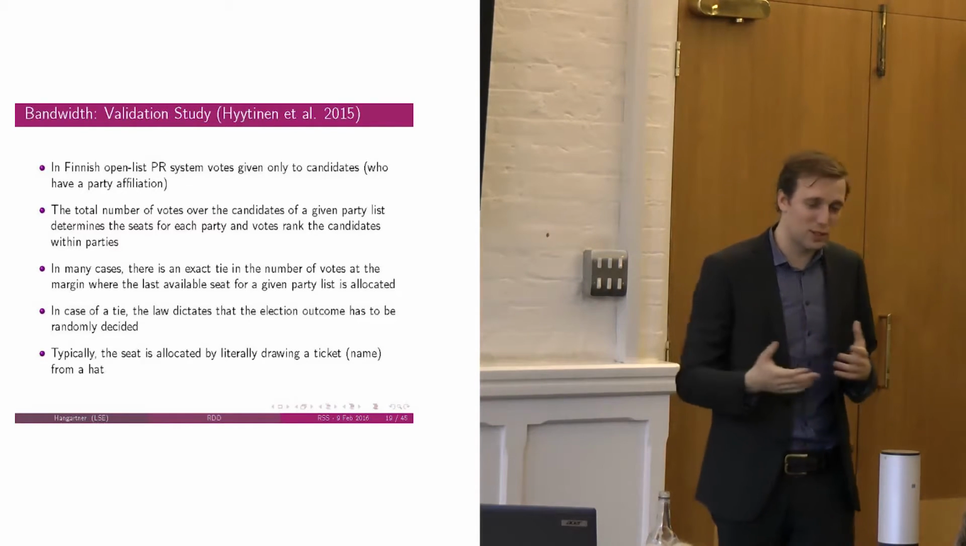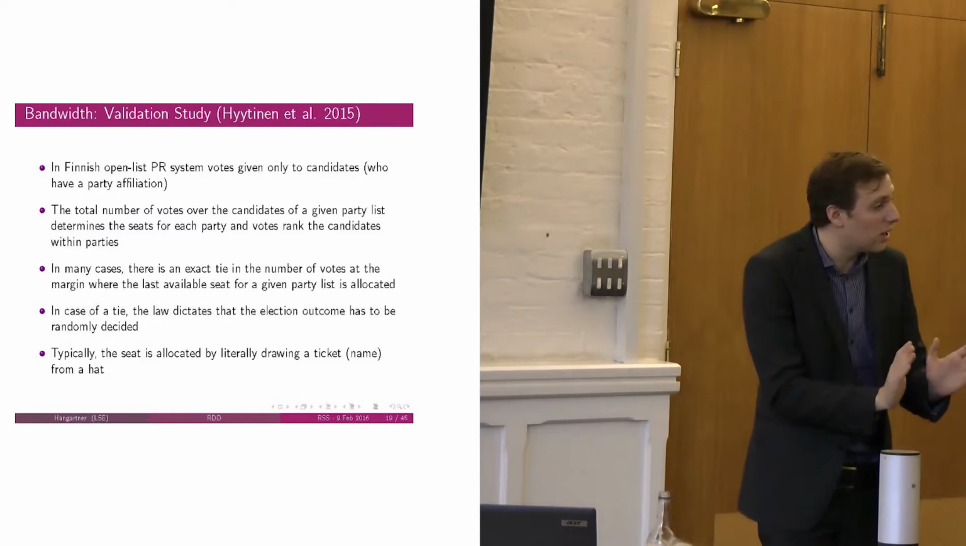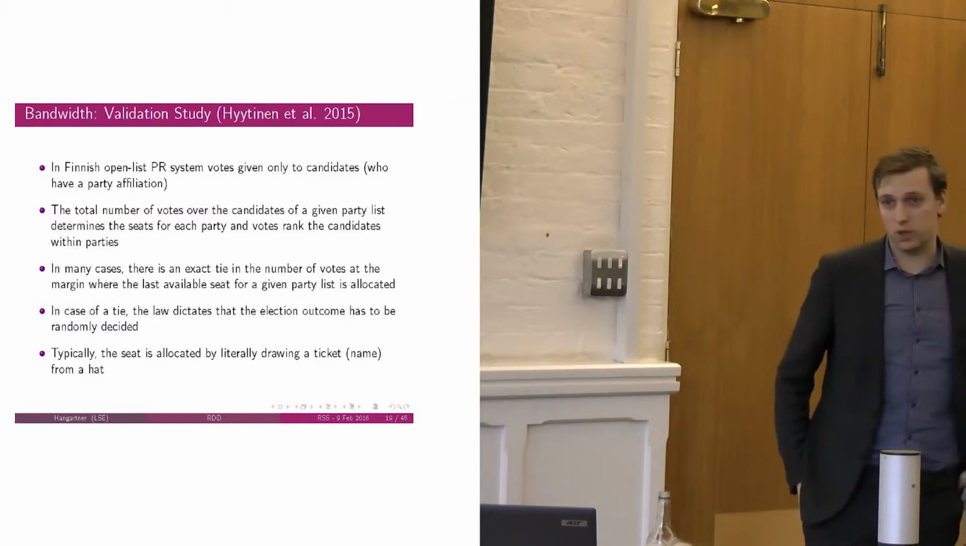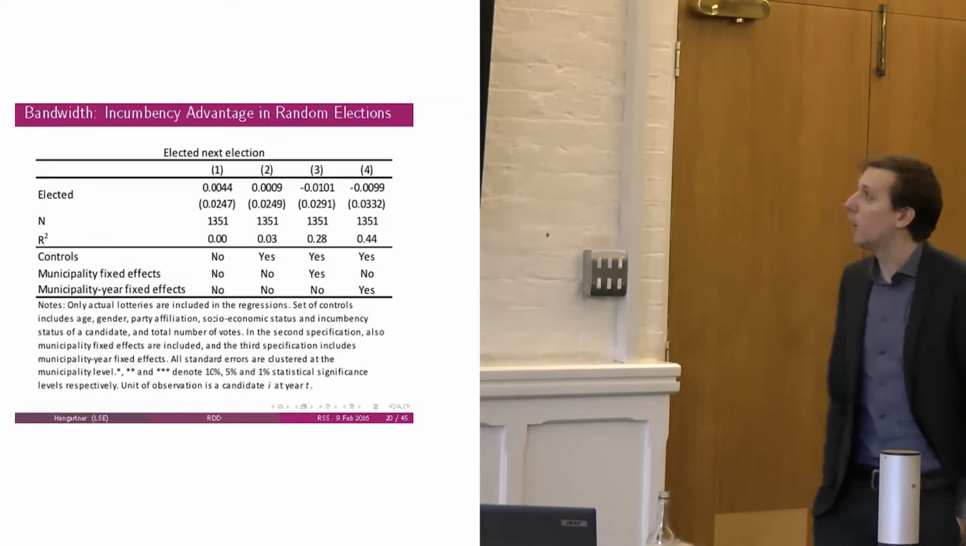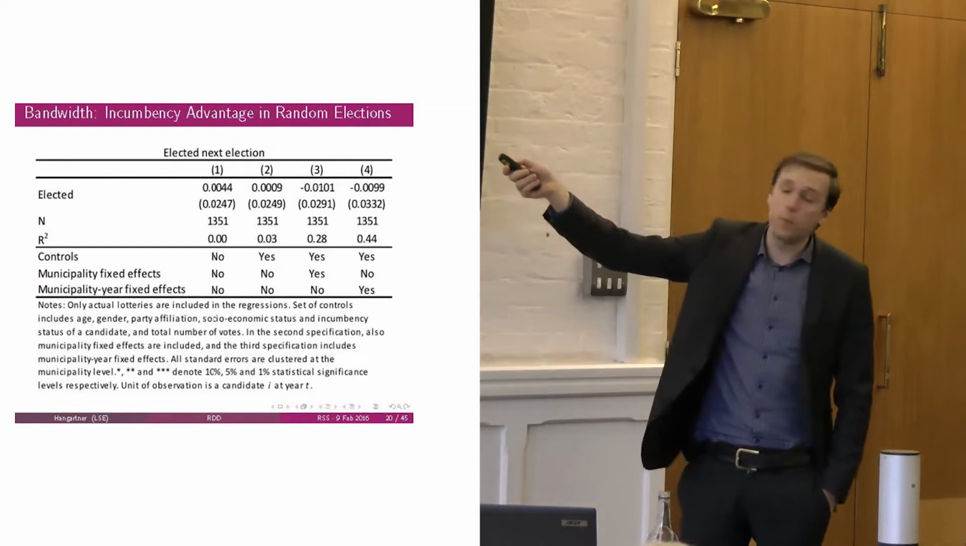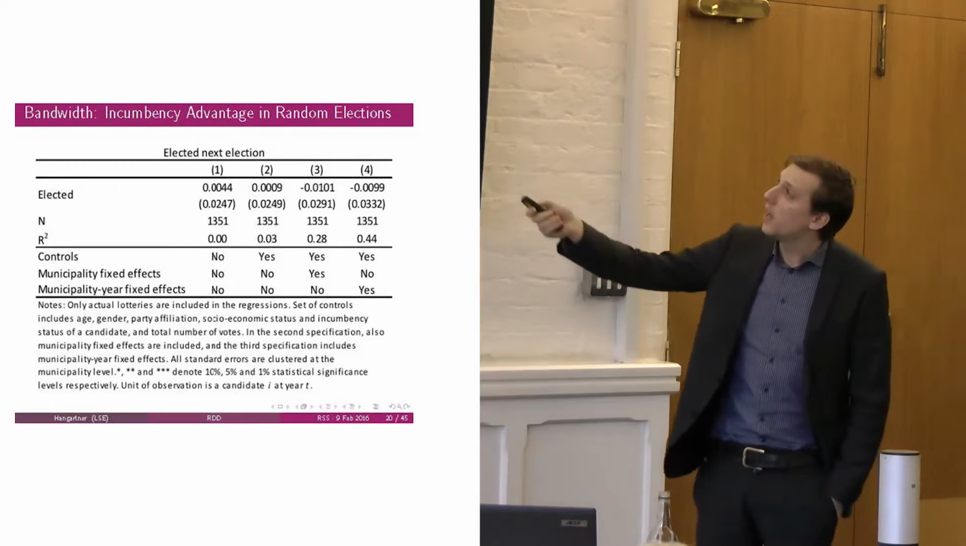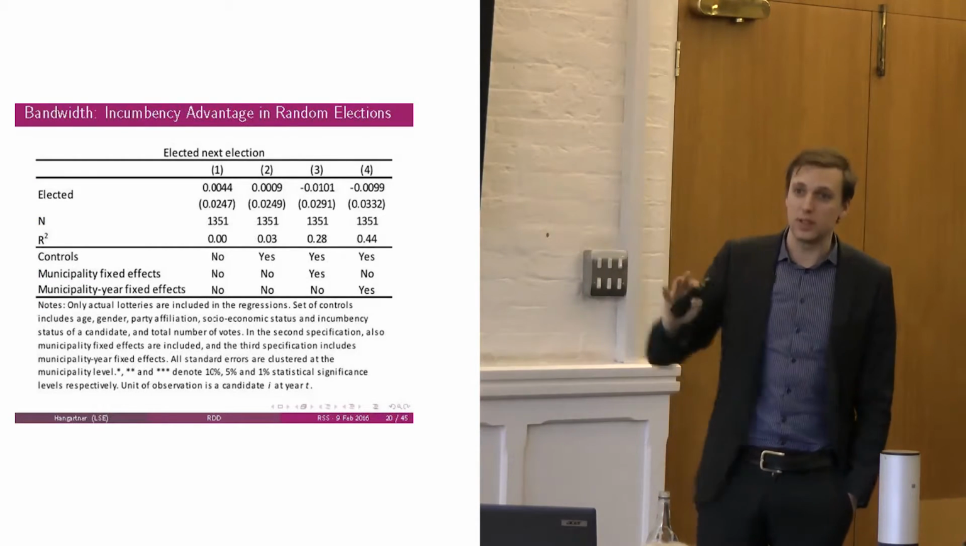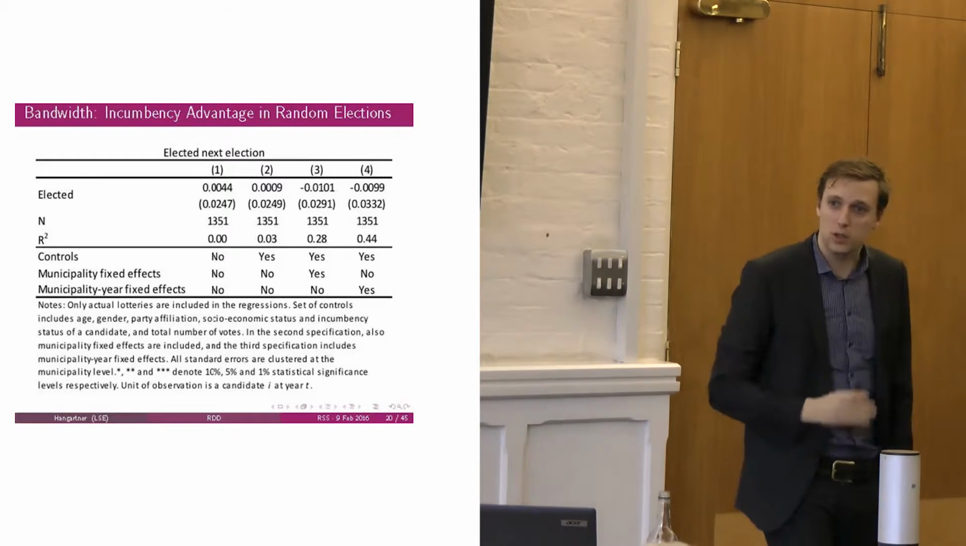And I think this is interesting to study in its own right, but it's also great to try to validate the regression discontinuity design, right? Okay. And so in this random election, the incumbency advantage that we see is basically a fairly precisely estimated zero, right? Independent of the specification, right?